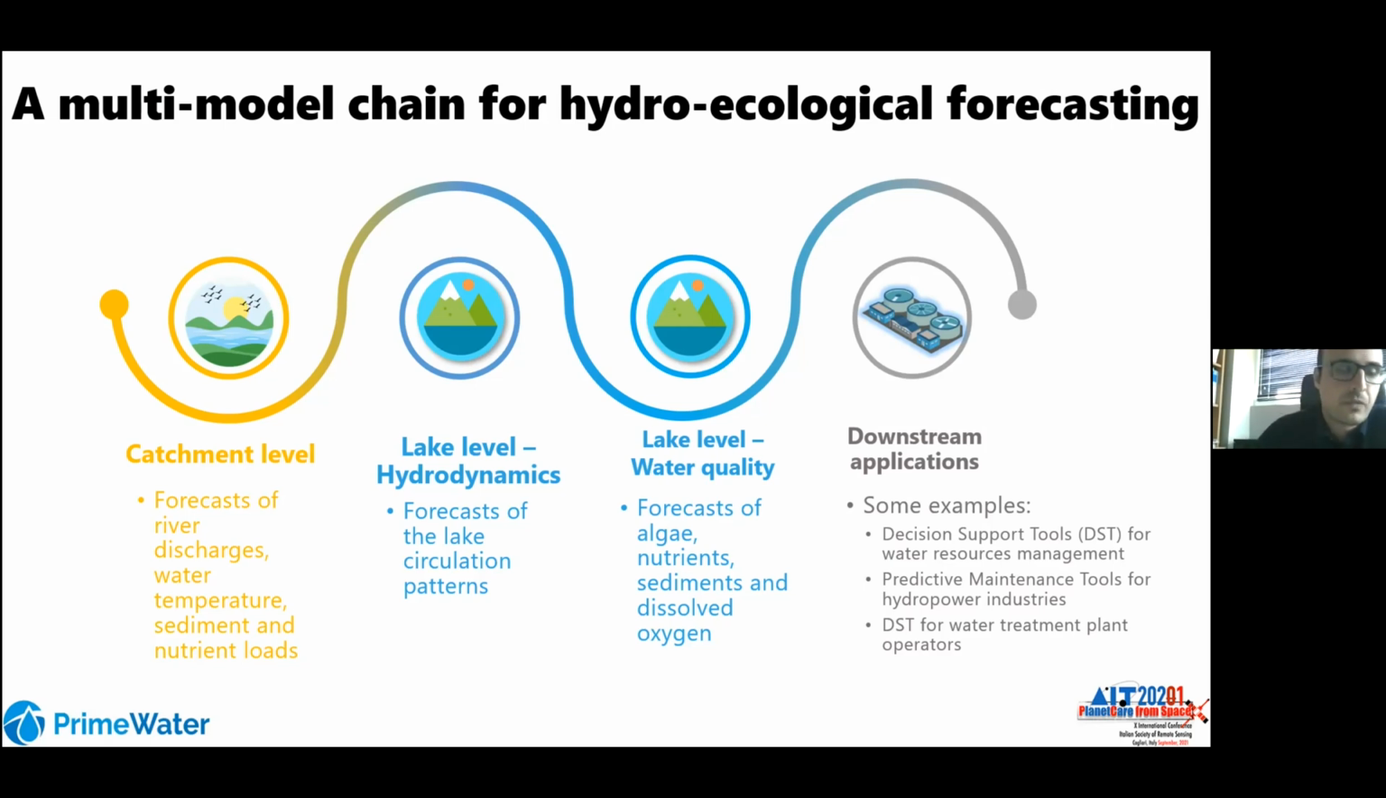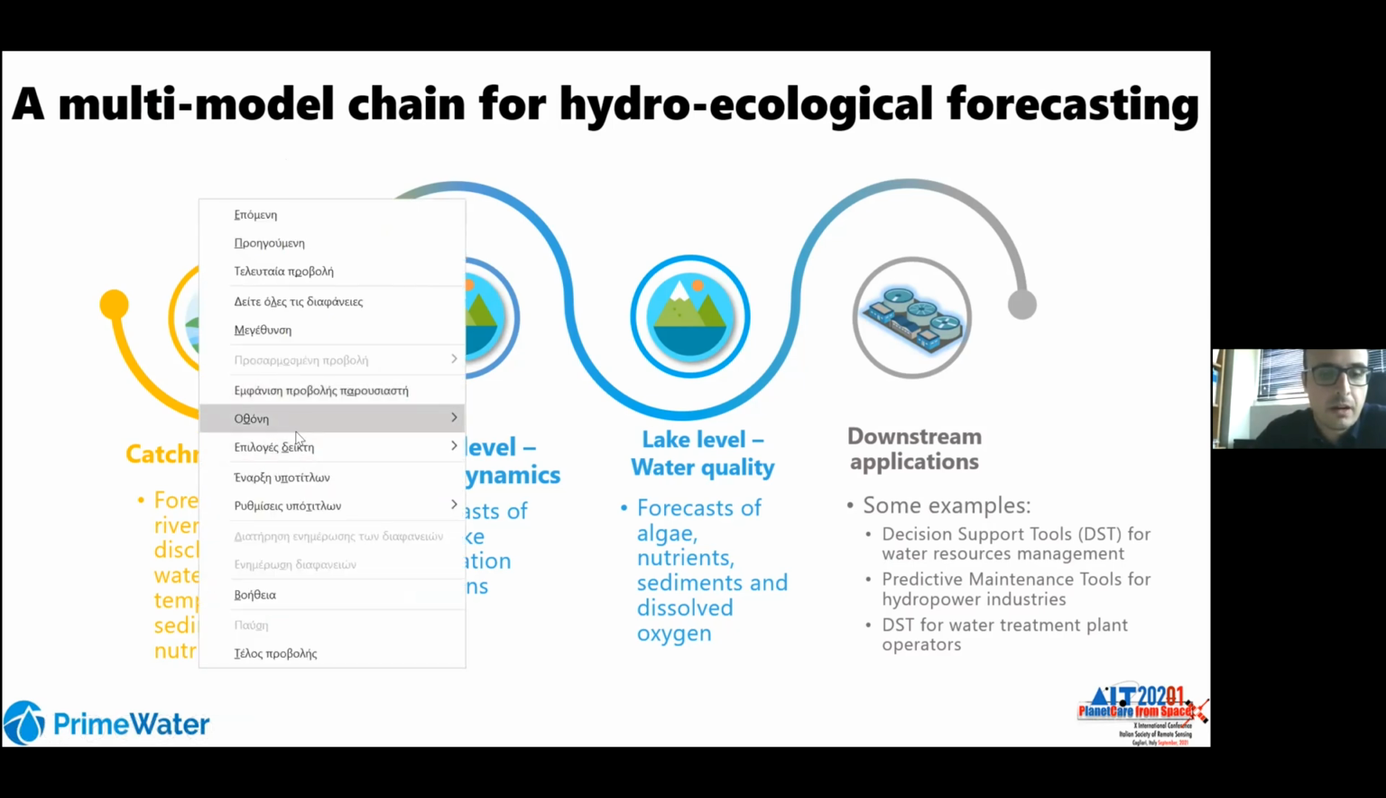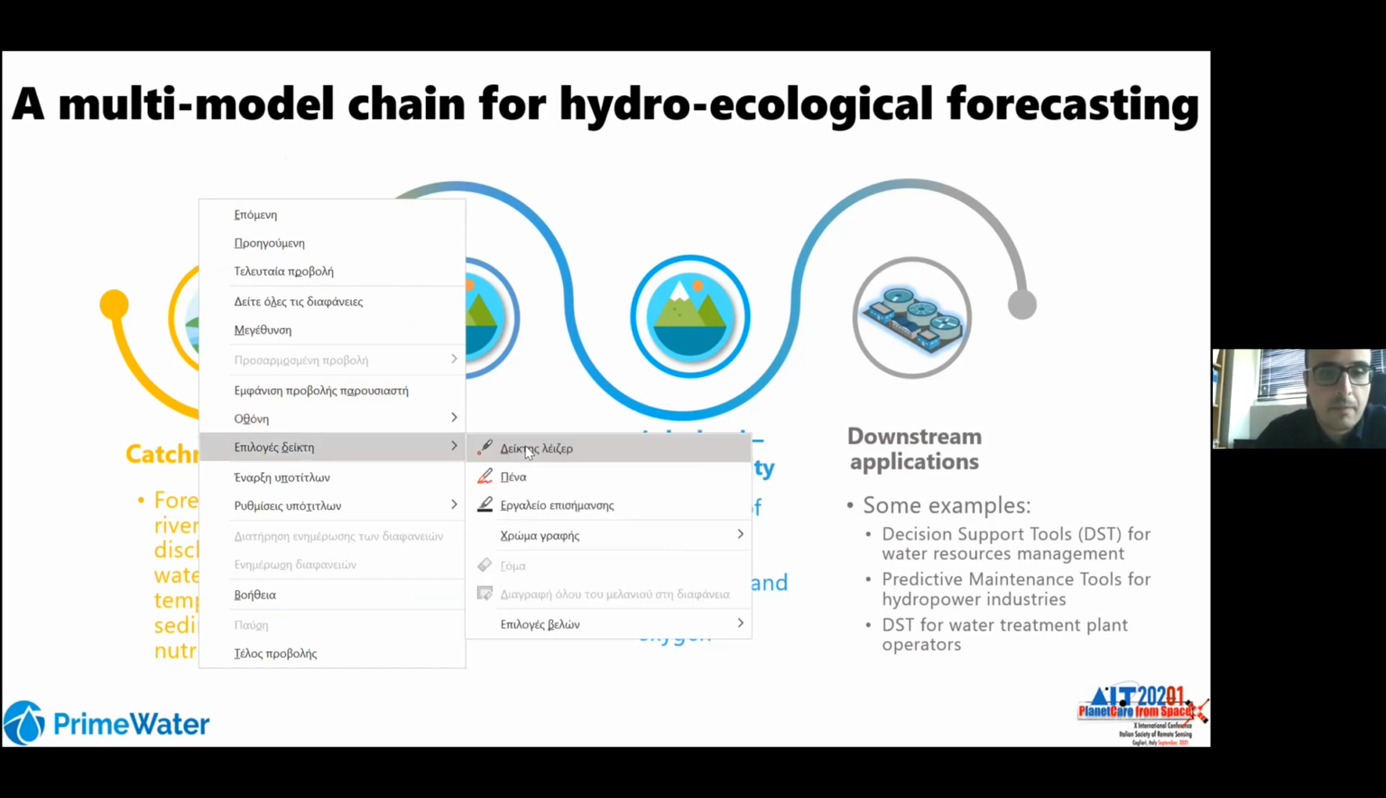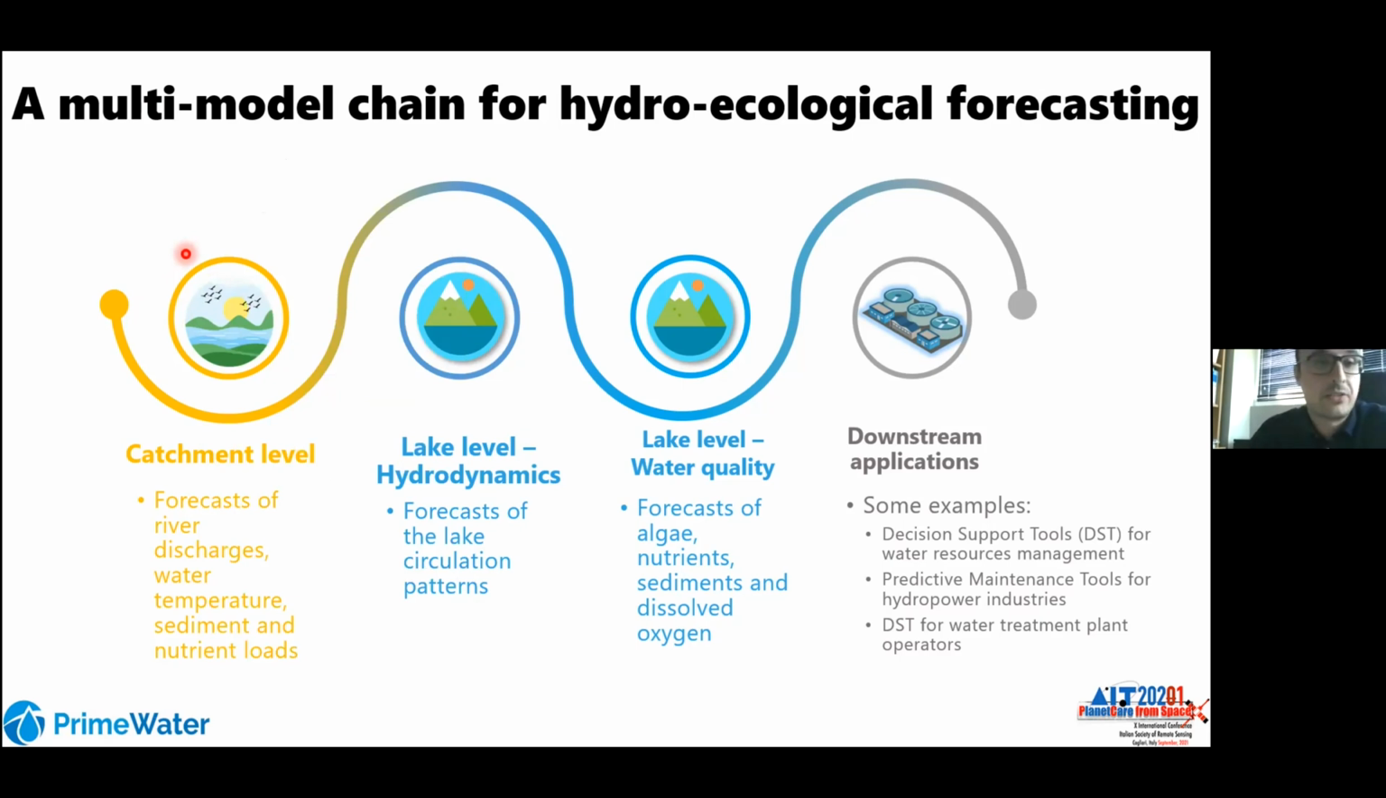So in our case, this modeling chain comprises first the modeling of what happens at the upstream catchments of lakes and reservoirs. That means we're trying to predict river discharges, nutrient and sediment influxes, and so on. Moving downward, we simulate what happens inside the lake, from the circulation patterns to water quality variables that are related to phytoplankton blooms, and not only to that.